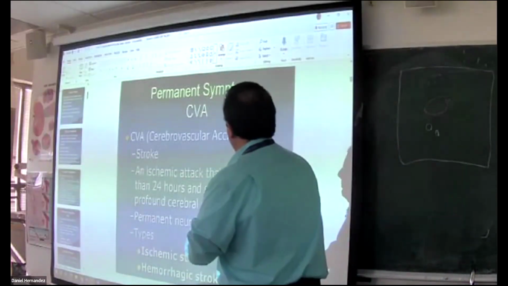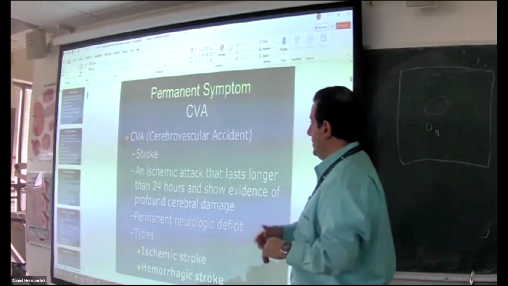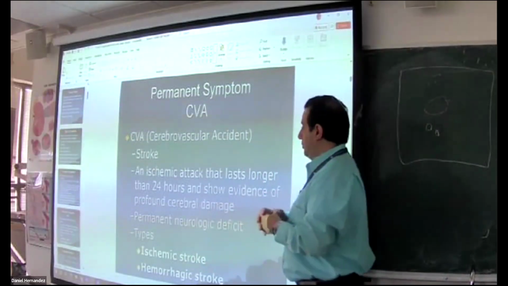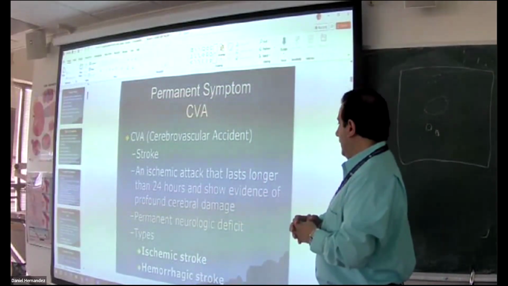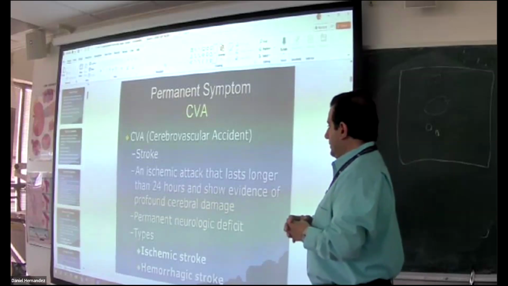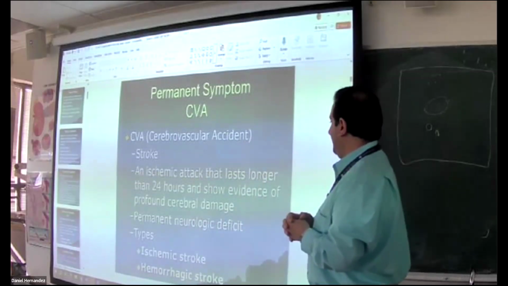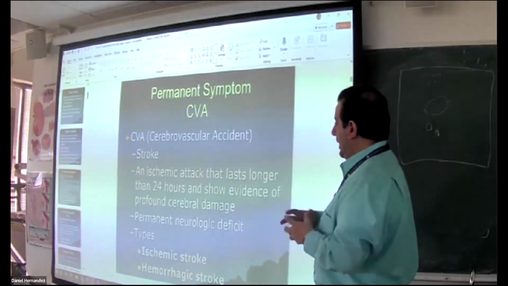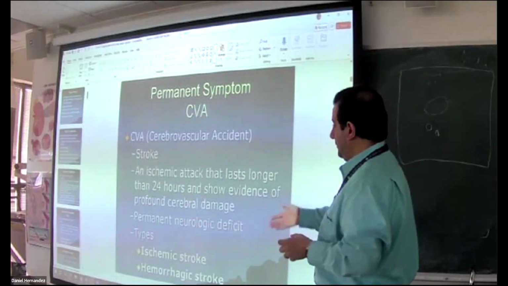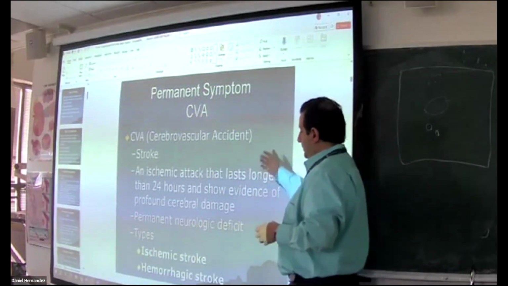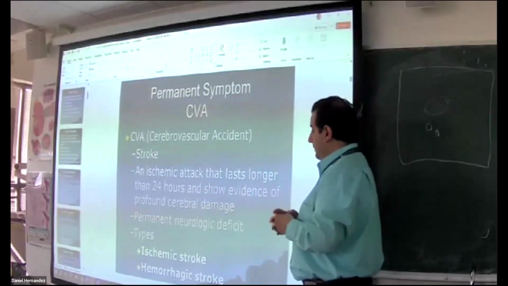And then any patient who has permanent symptoms is said to have had a cerebrovascular accident. So this is our CVA, our true stroke. That brain territory has been ischemic for 24 hours and shows evidence of profound brain damage or tissue death. These neurologic deficits are permanent.